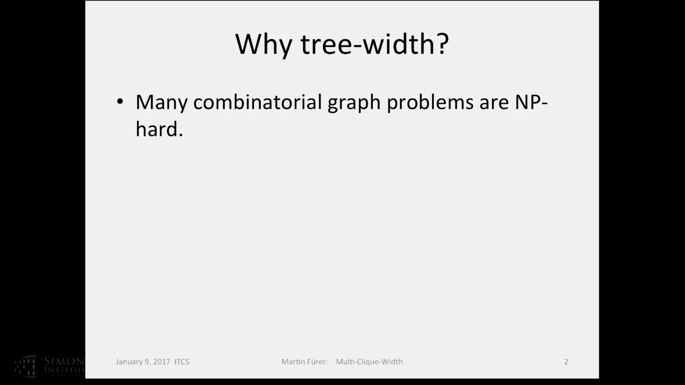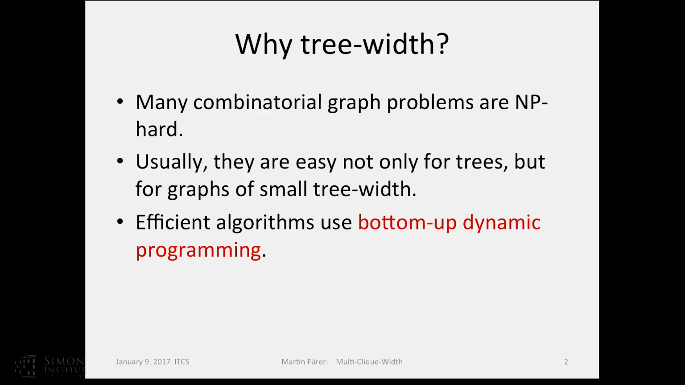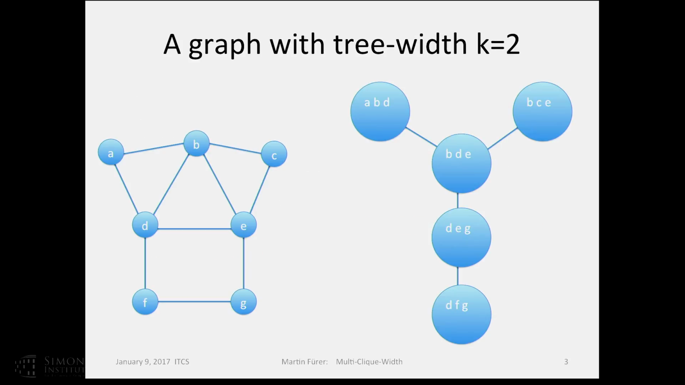Many combinatorial graph problems are NP-hard, but usually they are not only easy for trees, but for graphs of bounded tree-width. And we always have efficient algorithms that use dynamic programming bottom-up in the tree decomposition.